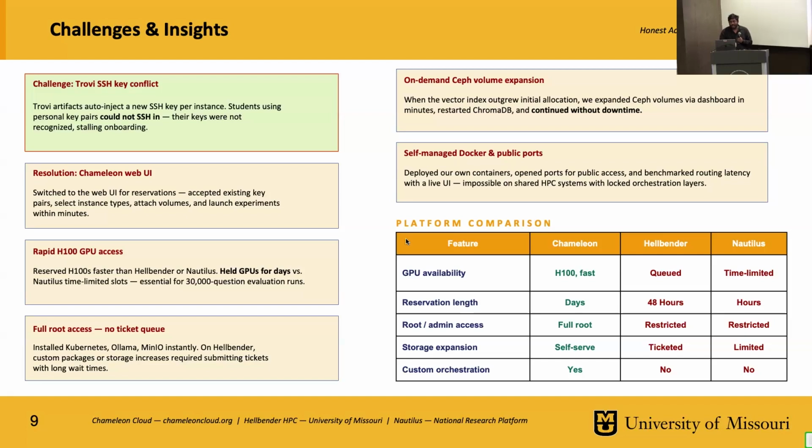So what I can say is, in my experience, rather than using Hellbender and Nautilus, Chameleon helped us because it allowed longer reservation times. Since I had 3 members in my team, we had to work collaboratively, and it took a couple of days for us to go through the code or do some implementation and these changes. So we needed the reservation for a longer period. Otherwise, we have to recreate all our Docker environment, which takes time.